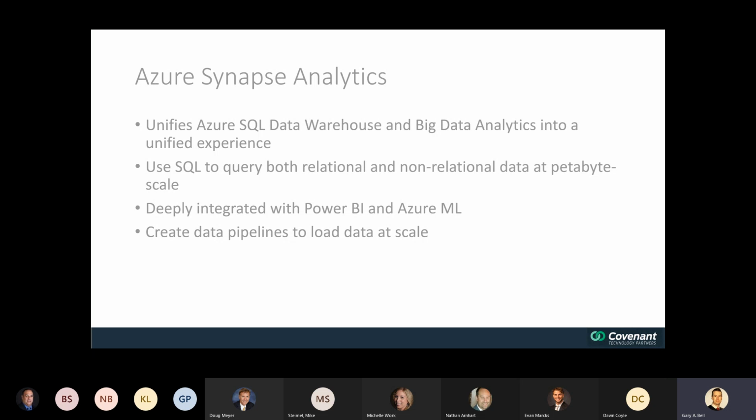There's obviously a lot of integration with Power BI, as I mentioned, as well as Azure Machine Learning, which allows us to do a lot of the kinds of things that we've been talking about today, and then to create data pipelines to really push that data into that platform and load it at scale.